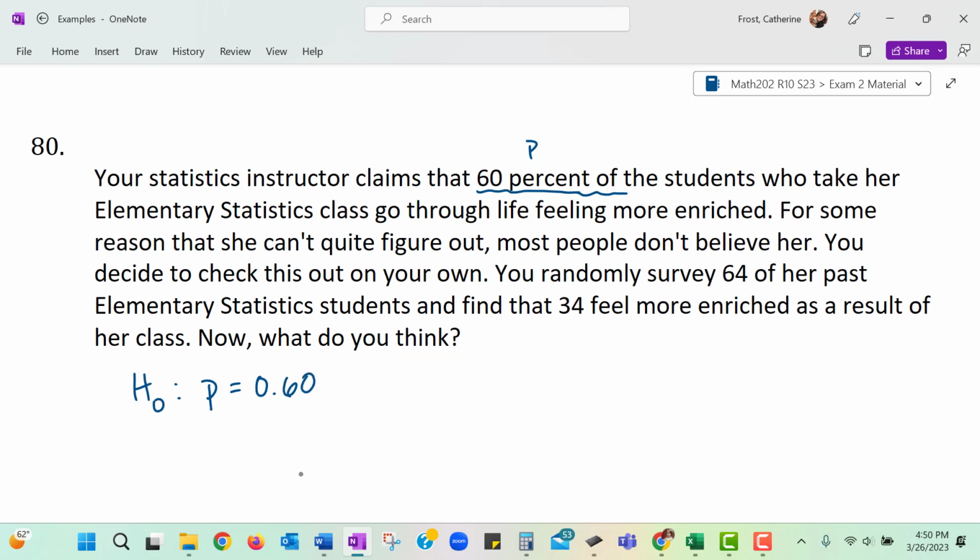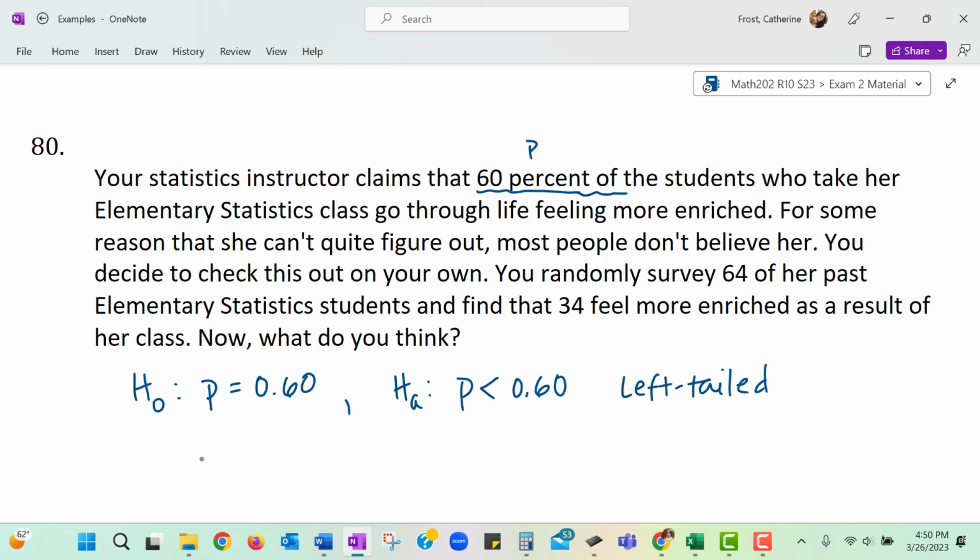0.60. So then our alternative hypothesis, HA, they don't really give us a ton of guidance here. I think we could say not equal to, since they don't really say one way or the other. But it seems to me the implication in this problem is that it's less than. People think it's less than. So maybe we use less than, and this would be a left-tailed test.